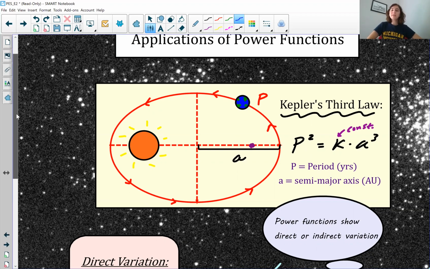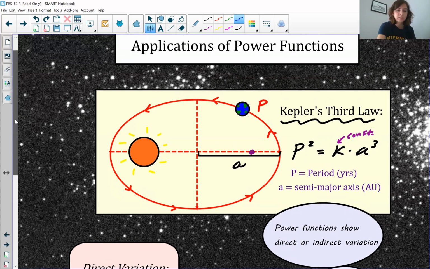So the period is referring to the orbital period. It is the amount of time it takes the planet to do one orbit around the sun, just like a revolution, basically. And the semi-major axis, it's just a property of the orbit, but for our purposes, let's call it distance. So A is the planet's distance from the sun. So that's that relationship there.